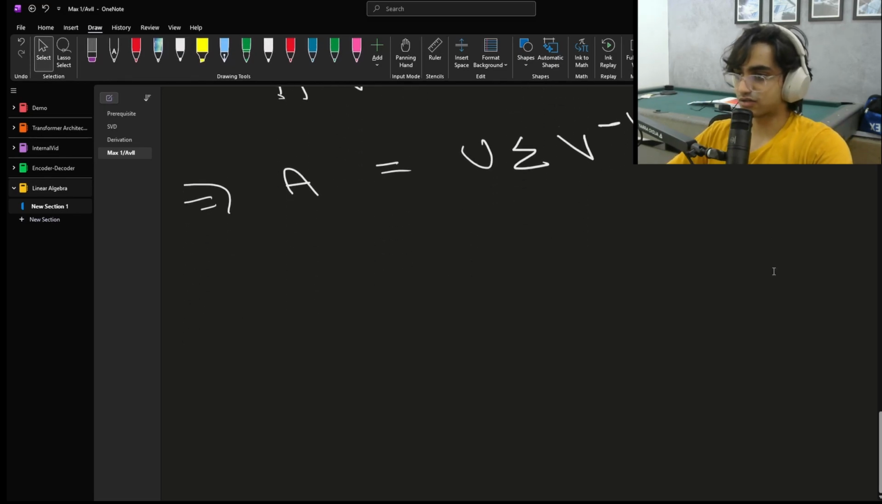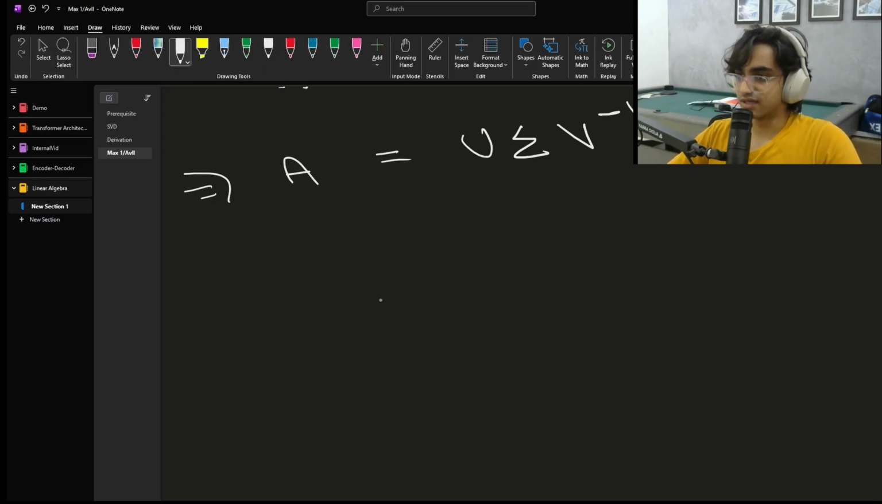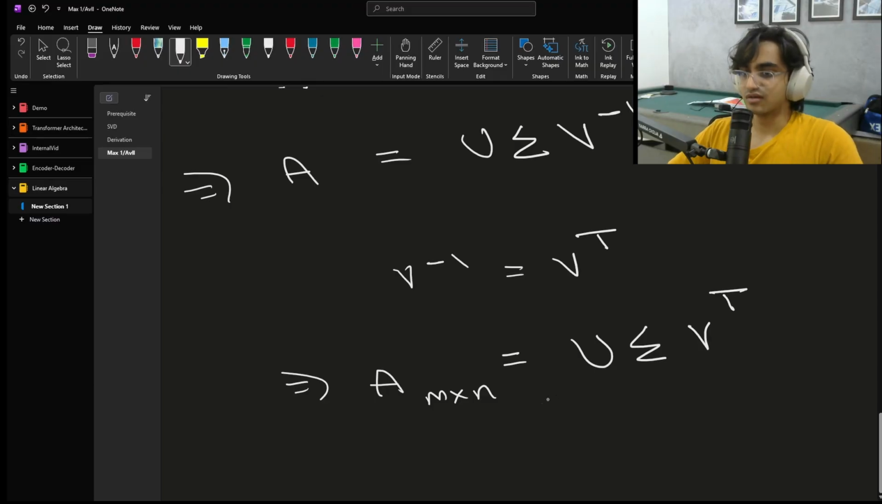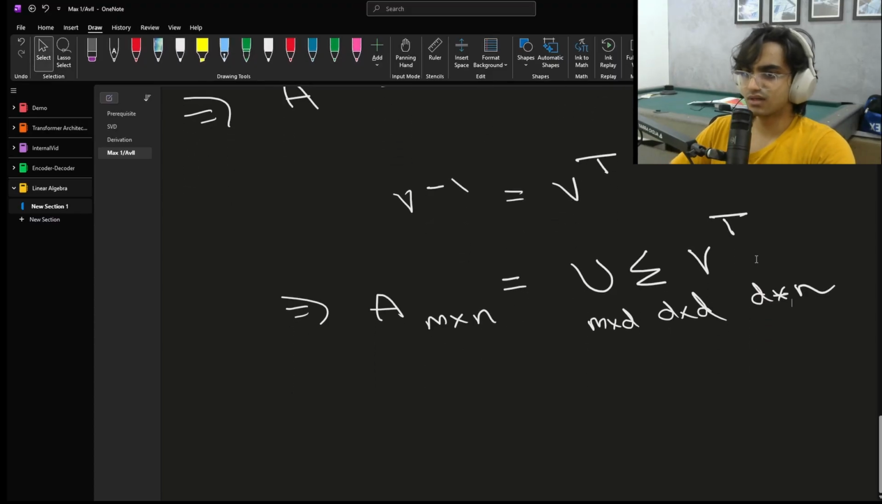Now there's a property of orthogonal matrices: the inverse of an orthogonal matrix is nothing but its transpose. So this implies we get our matrix A, which is M cross N, equal to U sigma V transpose, where U is M cross D, sigma is D cross D, and V transpose is D cross N. So this is SVD, and this is how we get the formula.